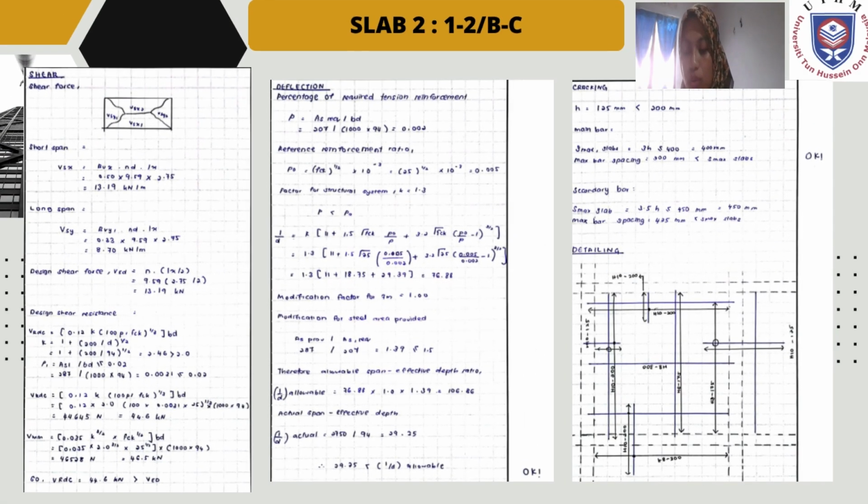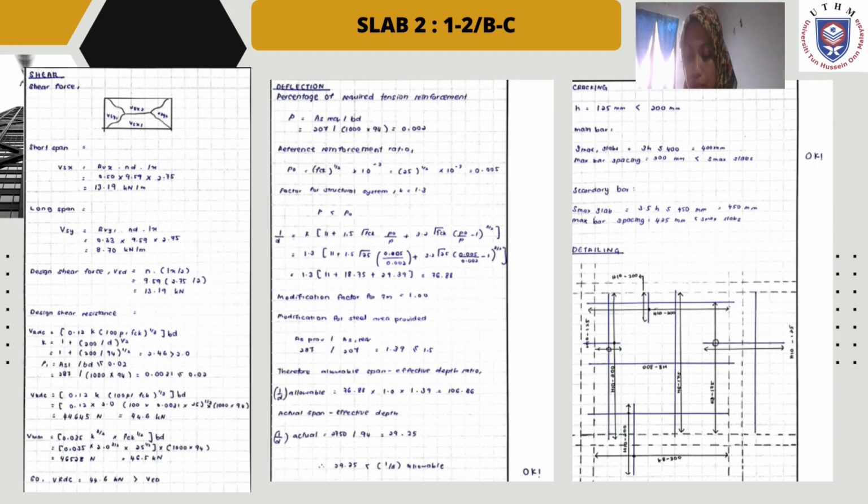So for our shear calculation, it is quite simple because we only have one value for each of short span and long span. Our short span is 13.90 kilonewton per m and our long span is 8.70 kilonewton per m, and our design shear force is 13.90 kilonewton, and our design shear resistance is 44.6 kilonewton, and our V minimum is 46.5 kilonewton. So our VRDC is more than VED and it is acceptable.